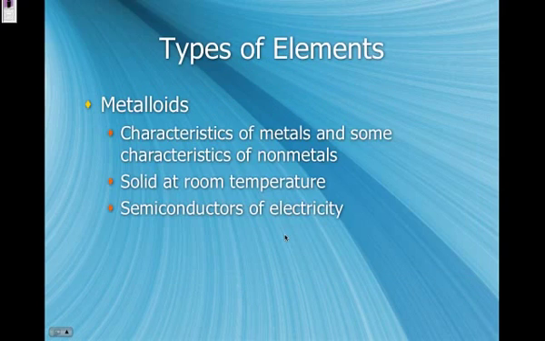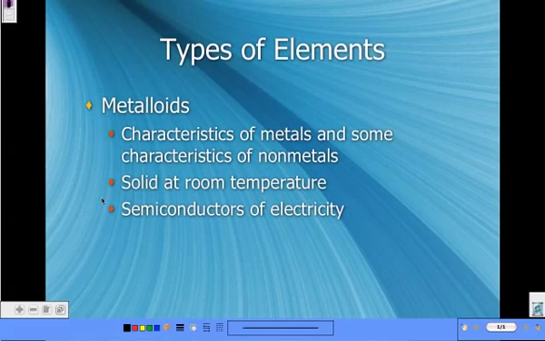And then there are these transitional elements called metalloids. They have characteristics of metals and some characteristics of nonmetals. They are solid at room temperature, and they're semiconductors. So they're a better conductor than nonmetals, but not as good as metals. And these are located along the stair-step line, all except for aluminum. So if we look at our stair-step line, the elements that are along that would be, here we go.